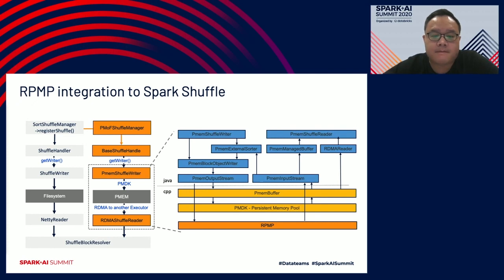So the two different colors on the right part represent two different implementations. On the upper level, it's more Java based. On the lower level is the C++ native code. So we will need some JNI wrapper on top of those native code to make calls to the lib pmemory object APIs. On the read path, the pmemory input stream will read the data from the RPMP directly and then send it to a pmemory buffer and then send it to the pmemory shuffle reader.